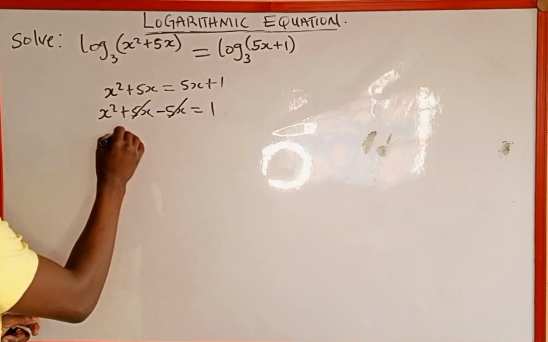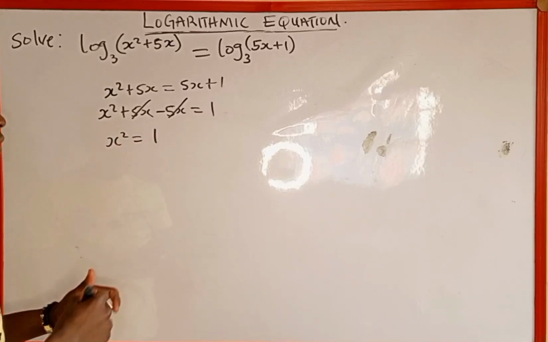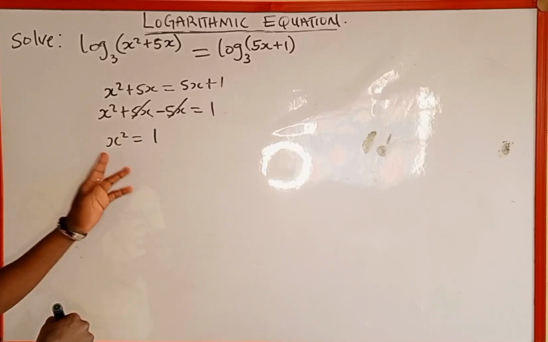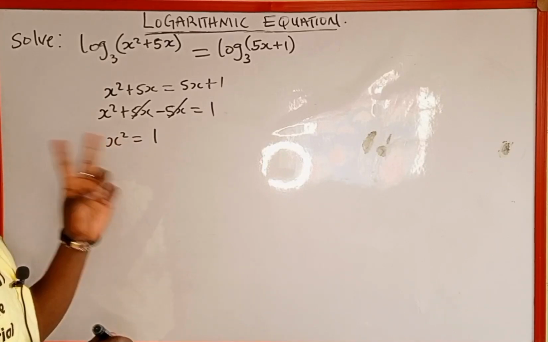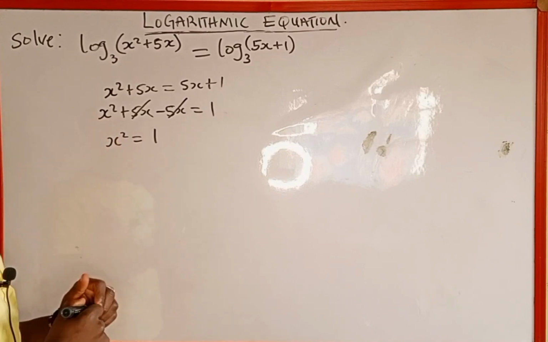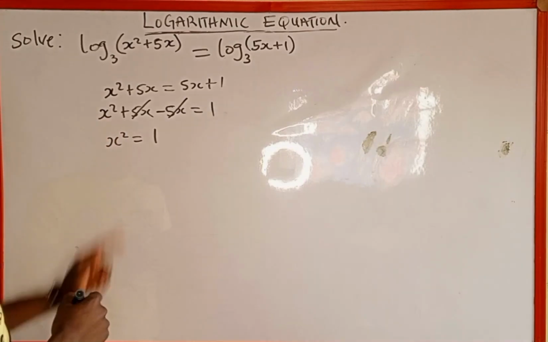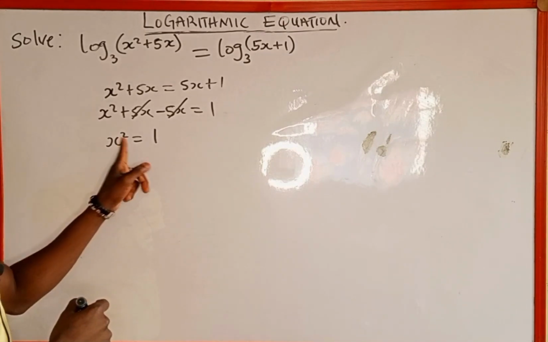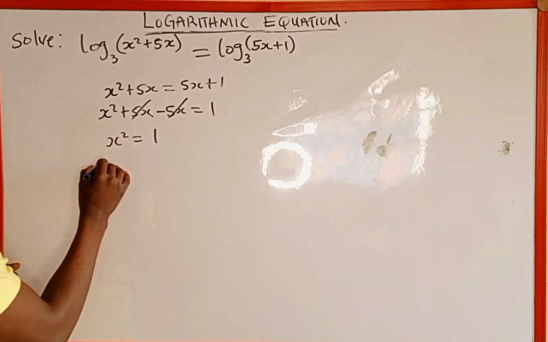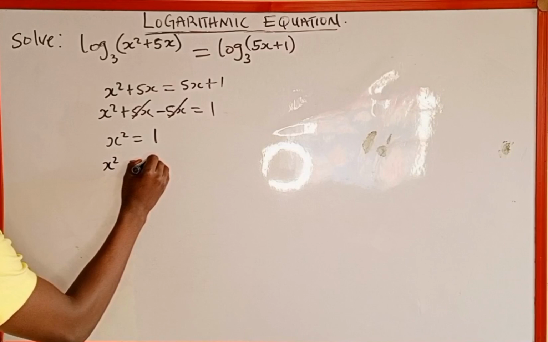So we are left with what? X squared, which is equal to 1. So this is a quadratic equation. We are going to solve for the value of x, and we must have two solutions because x is raised to the power of 2. So what are we going to do? We are going to take the square root of both sides in order to eliminate this square. So we are going to have what? X squared, which is equal to 1.